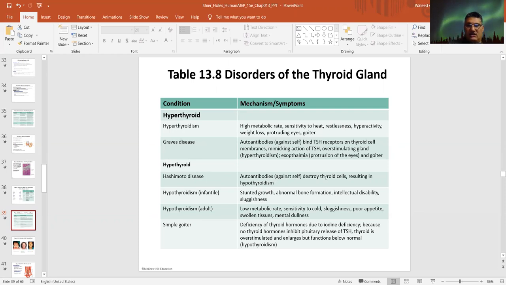Hypo, on the other hand, can be the opposite of Graves' disease, which is Hashimoto, which is autoantibodies against thyroid. But in this case, instead of working like the TSH, these autoantibodies actually destroy the thyroid gland. Hypothyroidism, if it happened in infant or adult, is different. In infant, remember that the thyroid hormone stimulates the growth of the nervous system itself. So those people will have issues. If this was a fetus, they will have mental retardation.